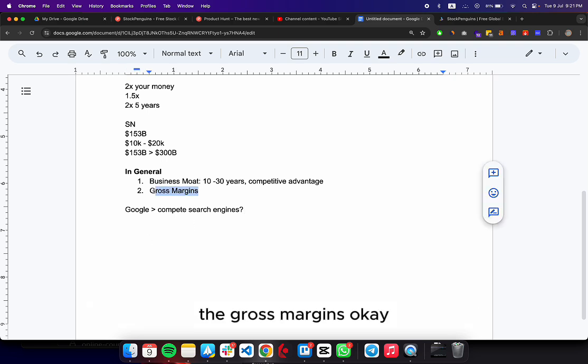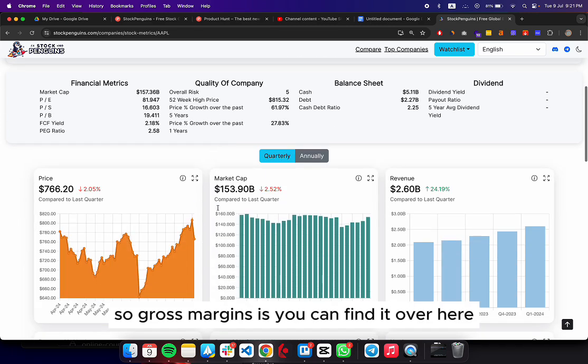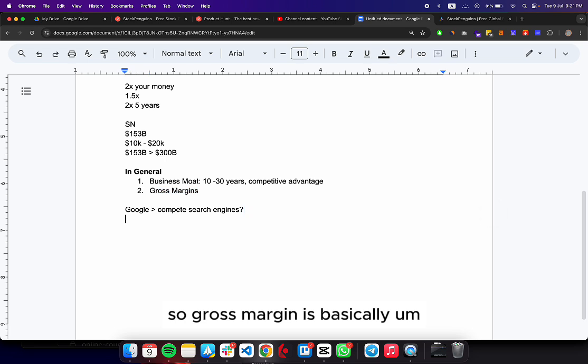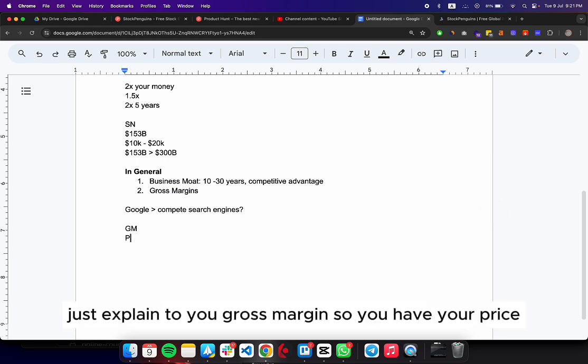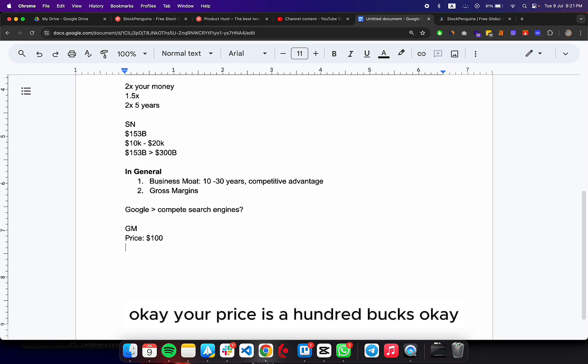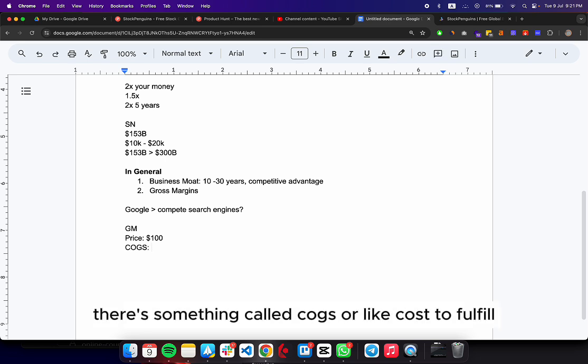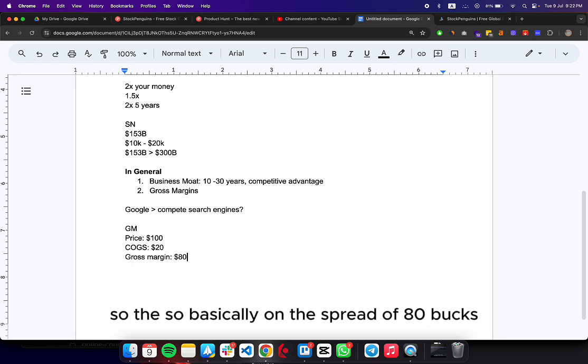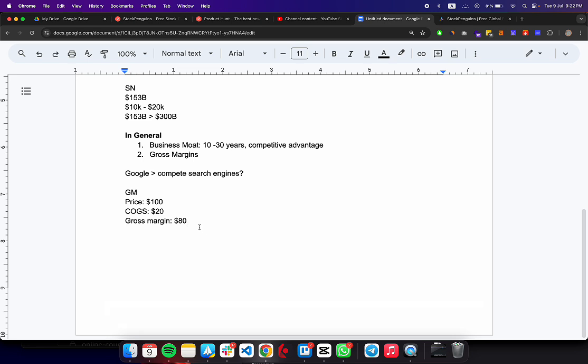And then lastly, the gross margins. Okay, so gross margin, you can find it over here. You can scroll down. This is the gross margin over here. Just to explain to you, gross margin: you have your price. Okay, your price is $100. There's something called COGS, or cost to fulfill. So a company, in order to serve the customer, needs to pay some money, right? For example, someone sells shoes for $100. The cost of the shoes from the factory, they need to buy it for 20, and then the gross margin is basically $80, right? So they basically earn the spread of $80. Okay, so this is the gross margin.